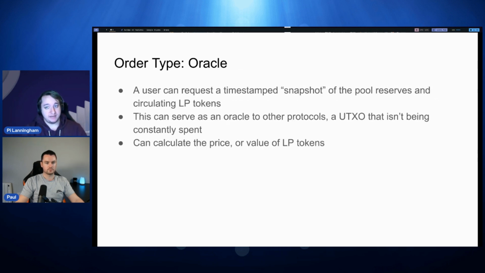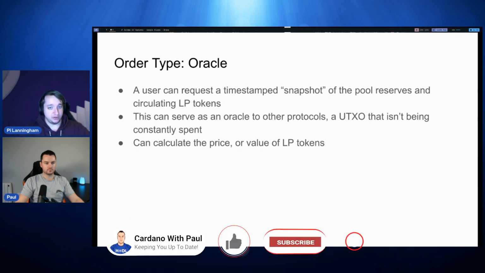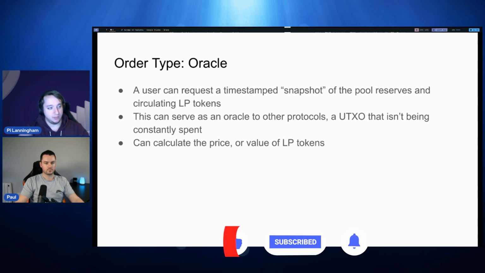The second new order type is called Oracle. In theory, anybody can build a protocol that uses the Sunday pool as a reference input to say, okay, here's the current price. You might need to consider the depth of liquidity, and you might want to make sure that you aggregate multiple sources or whatever.